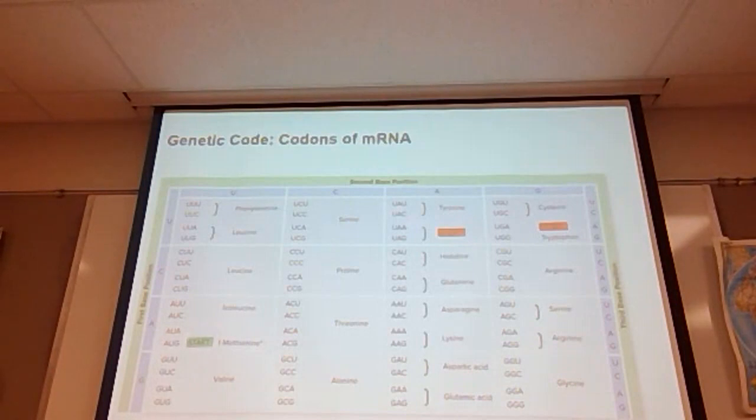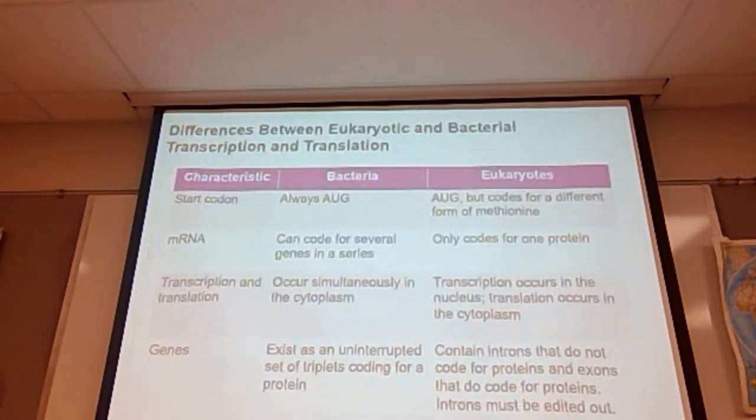So for the process of translation to start requires this codon, and for translation to stop requires one of these 3 codons. The start codon is always AUG, but it does code for a different form of methionine. Bacterial messenger RNA encodes for several genes in a series. Eukaryotic messenger RNA only codes for 1 protein.